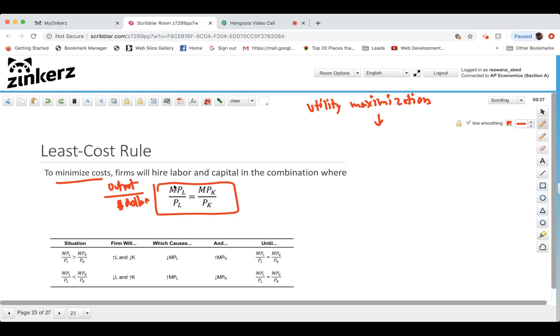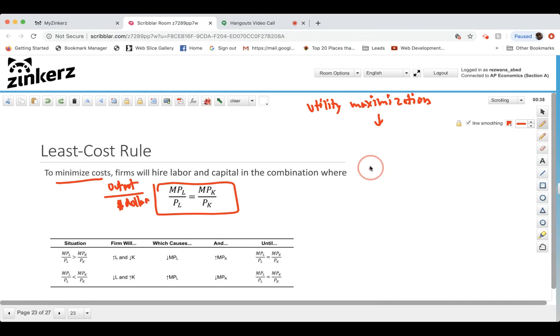Okay, MPL is productivity, right? Or how much additional output does a worker contribute to the total production. So if the output per dollar from labor is greater than the output per dollar from capital, what would you do as a business deciding which one to choose? I'm sorry, can you repeat the question, please?